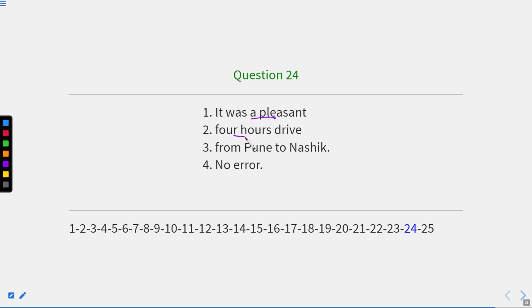It was a pleasant 4-hour drive from Pune to Nasik. Now whenever we write a noun and before that we have an adjective, we cannot make the adjective in its plural form. So this 4 hours should be replaced with 4 hour. So the error will be in part 2. The error will be 4-hour drive, not 4 hours. 4 hours will be a noun, whereas we need an adjective, and an adjective cannot be converted into plural form.